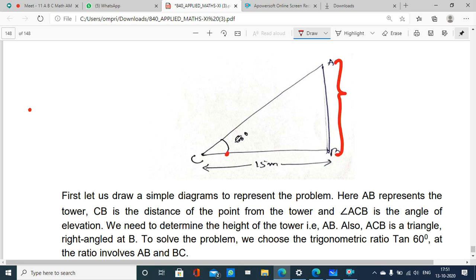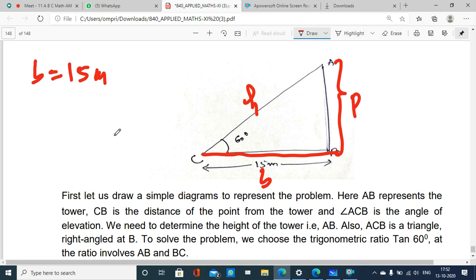Well, you know this angle is 60 degree, right? And you know this is 15 meter. Well, this is perpendicular, this is base, this is hypotenuse, right? Because this is the angle, so this is the base, this is the perpendicular height. You know the value of base, which is 15 meter. You know the angle theta, which is 60 degree. You want to know P.